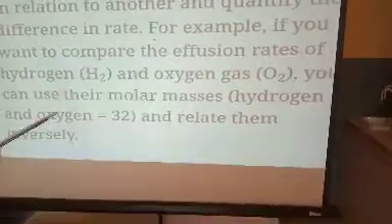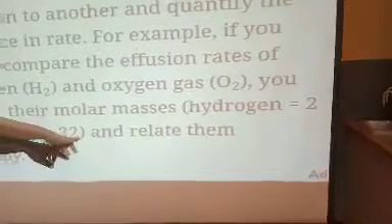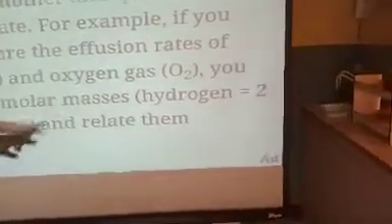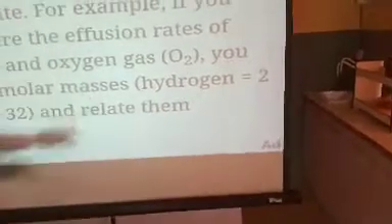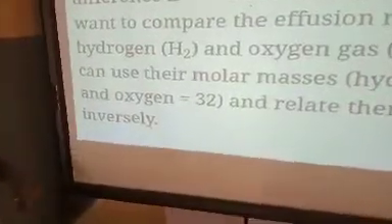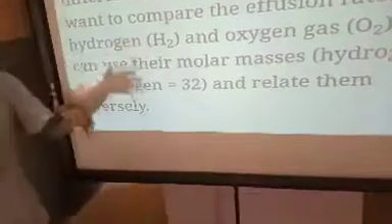You can use their molar masses, that is hydrogen and oxygen. Look at this. That is the 32, giving you 16 times 2 to get this 32, and relate them inversely. What do you mean by relating them inversely? It means you now pick the other one. Is this going to be on top? Is this coming down?